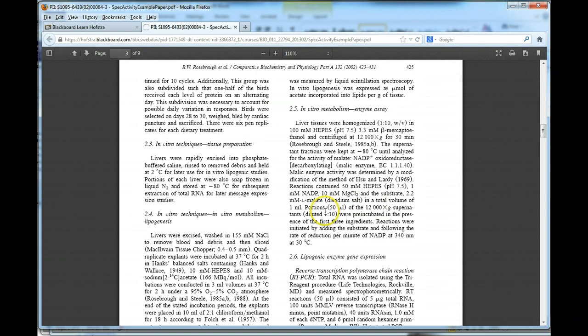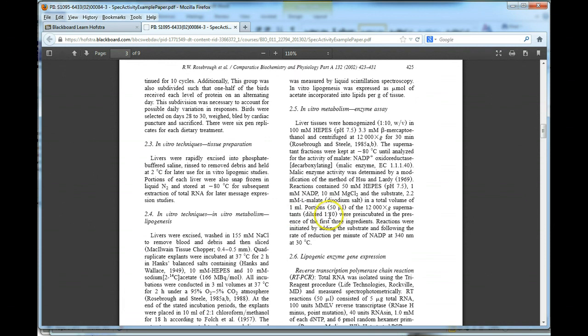In a total volume of 1 ml. Portions, 50 microliters, of the 12,000 G supernatant. Now, we didn't look at this, but once they made their homogenate, they spun it first and kept the top part. That's the supernatant. So in other words, you can just fill in homogenate for 12,000 G supernatant. Right. Portions of the 12,000 G supernatant, now they diluted theirs 1 to 10 first.